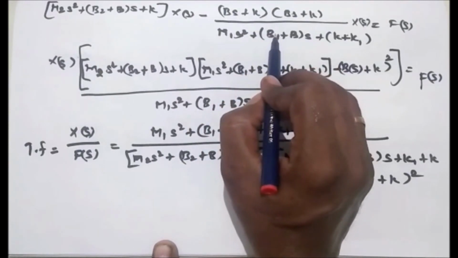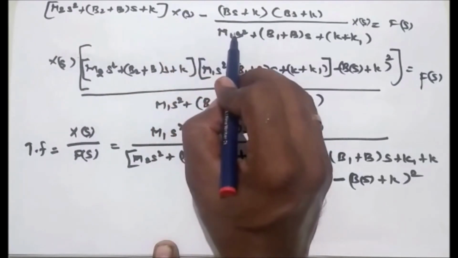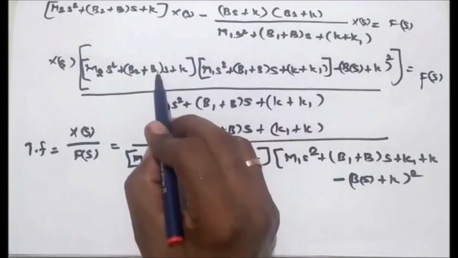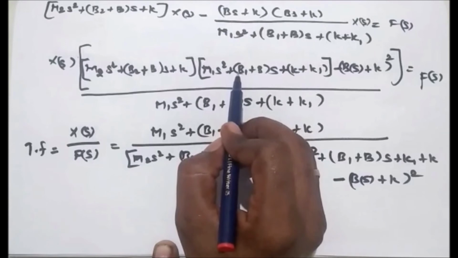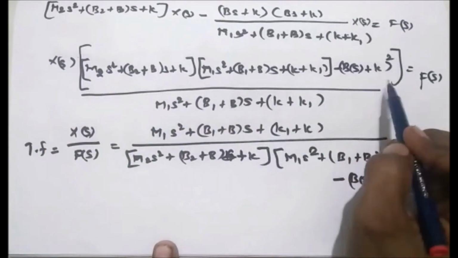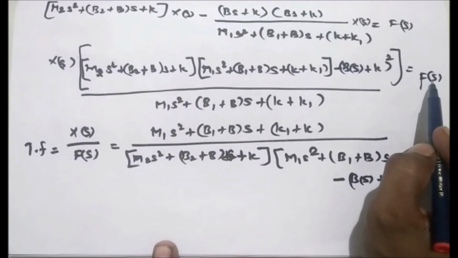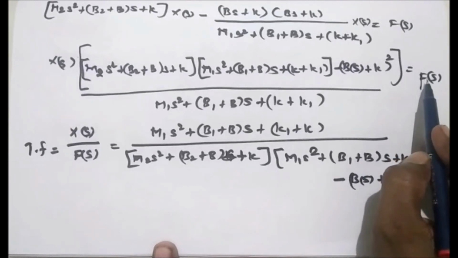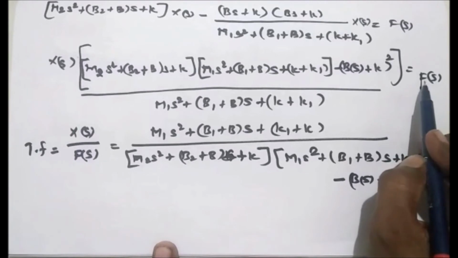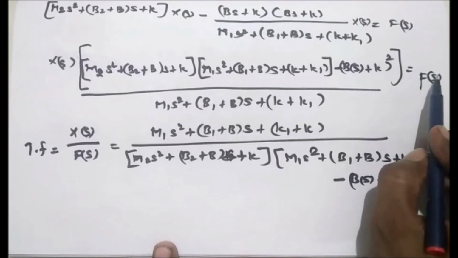So now we can take the LCM. If we take the LCM, this will move here, then the divided-by term will be here. So this is after taking the LCM. Now this is x of s, this is the value, and this side is f of s. We know the transfer function is the Laplace transform of output divided by the Laplace transform of input. This is the applied force, in Laplace transform form.